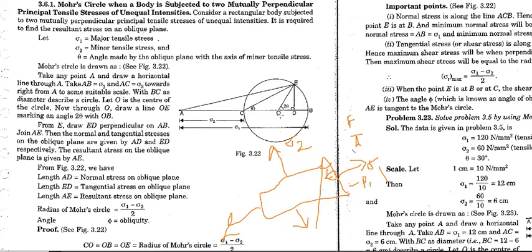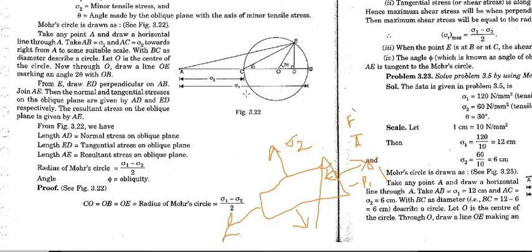Now through O you draw a line OE such that the angle is equal to 2 times theta, and you draw this line OE with respect to OB. From this point E you have to draw a perpendicular onto the line CB. I think you can draw this, and everything is clear.